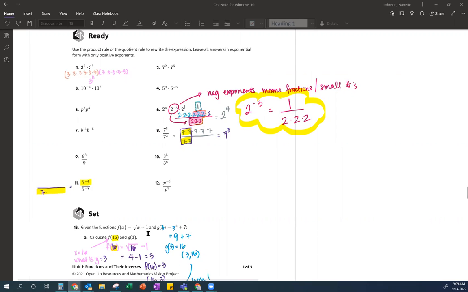That makes sense. But then when it flips, you're like, okay, but Ms. Johnson, what do I do with these 7s that are on the bottom that have a negative exponent? Because you told me negative exponents means fractions, right? And this is almost like dividing by a fraction. If you think about what dividing by a fraction is, you're really multiplying by the reciprocal. So that should kind of give you a hint on what's happening here.